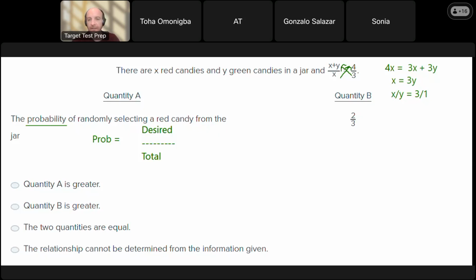So what I'm supposed to realize is that if it is 3 parts x to 1 part y, that means the total, whatever it is, is going to be a multiple of 4, in 4 parts. If I'm selecting a red candy from the jar, it doesn't matter what the individual numbers are. It's always going to be 3 parts x to 4 parts total. So the probability is always 3/4, or 75%. And I also know that 3/4 is going to be bigger than 2/3. So that's one way, the standard algebraic way to do it, or we can crunch it down and see that quantity A is going to be bigger.